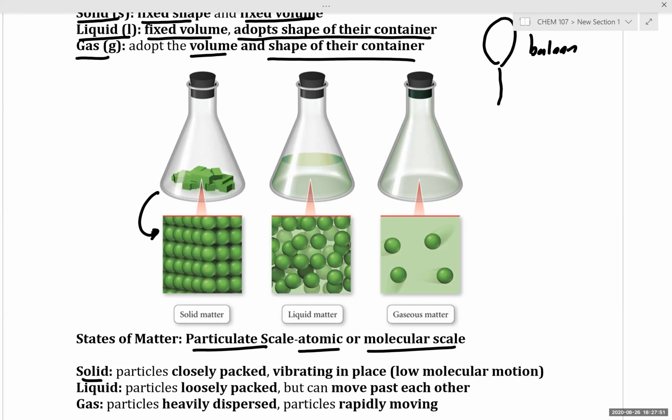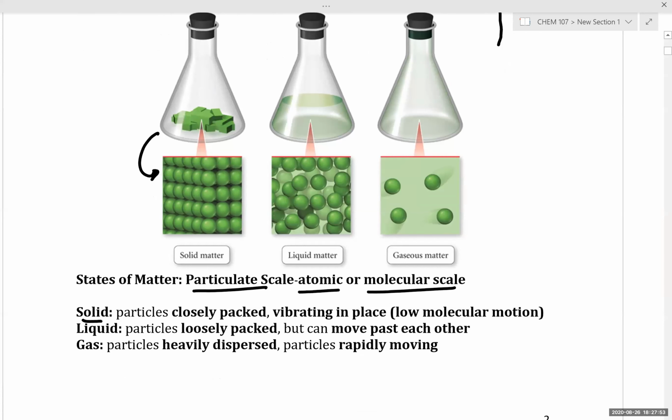Close together. Exactly right. In a solid, the particles are closely packed, and I like to think of them as vibrating in place, shaking in place. There's not a lot of molecular motion, relatively speaking, in a solid. The particles are fixed, they're close together, they're vibrating in place, they're closely packed.